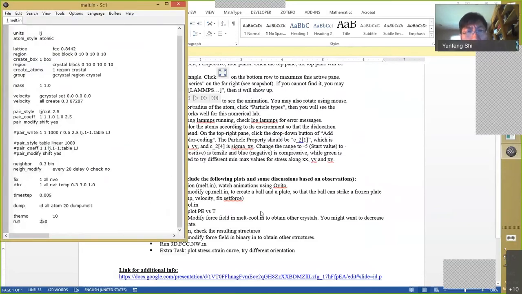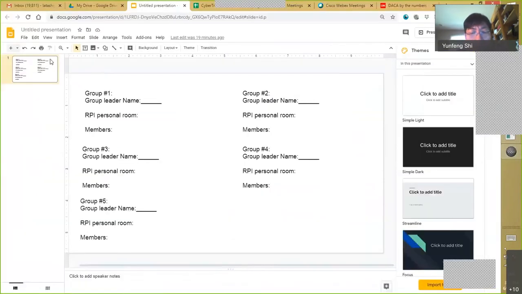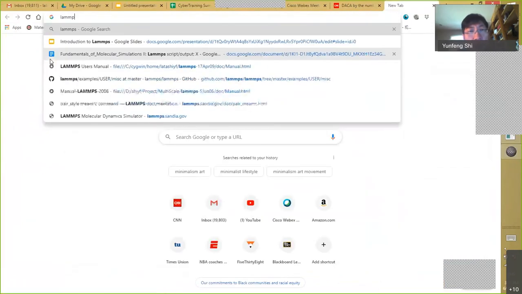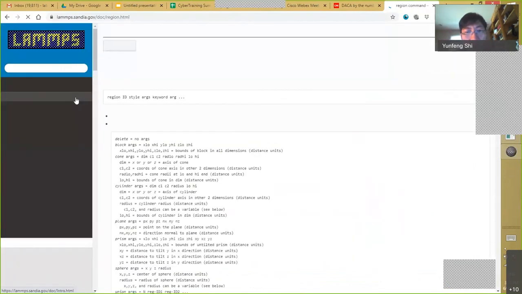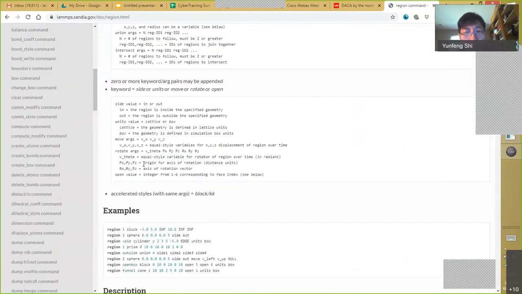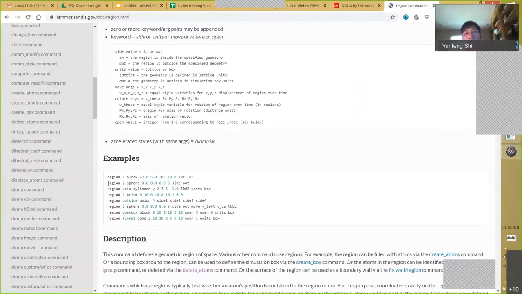How do I create a ball? So here is a region that is of block. Now you should create a region that is a sphere. How do you know the syntax and so on? So go to LAMMPS region. Searching the manual of LAMMPS is your best friend, right? So click region. You'll see how we define a sphere. This is how you define a sphere, right here. Side in or out, that's your choice. Where the center is, and what is the radius.